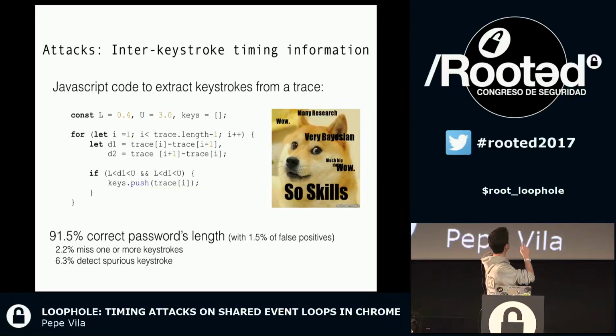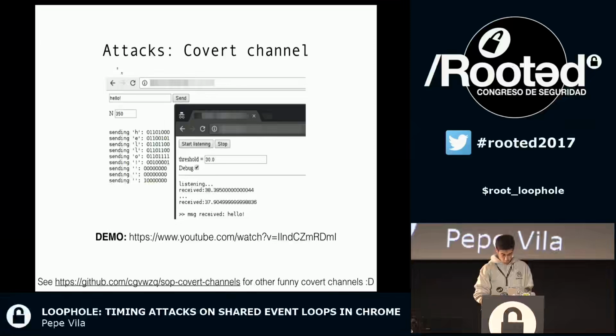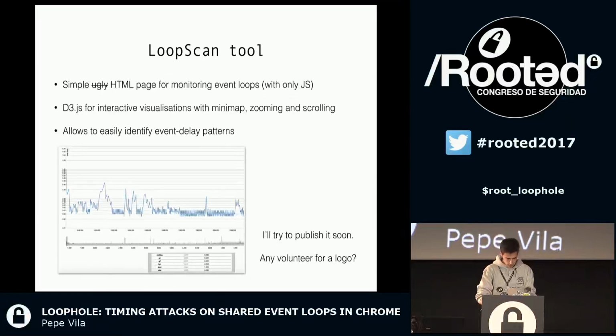And this is the technique that I use. I use this piece of JavaScript, and I go through the trace that a user creates as he writes, looking at consecutive events within that range between 100 and 300 milliseconds. I get a success rate of 91%. So in 90% of the cases, I detect the length of the password as well as the millisecond where each of the keys has been pressed. I know that I'm going fast.